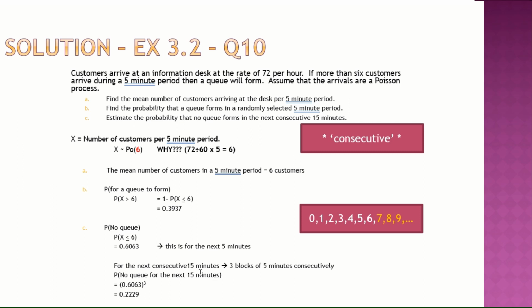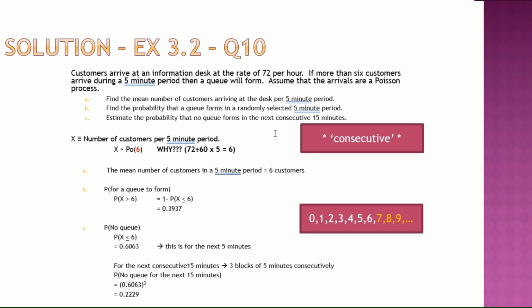Now when they say the next consecutive 15 minutes, it means 3 blocks of 5 minutes, repeated 3 times. That is why you take that probability to the power of 3. If they say consecutive 20 minutes, you take it to the power of 4. Consecutive 10 minutes, to the power of 2. Understand? The word consecutive tells you there is no need to change the lambda. You just raise it to the power according to the number of times it repeats. But if the word consecutive is not here, then you must change the lambda from 5 minutes to 15 minutes. Do you understand or not?